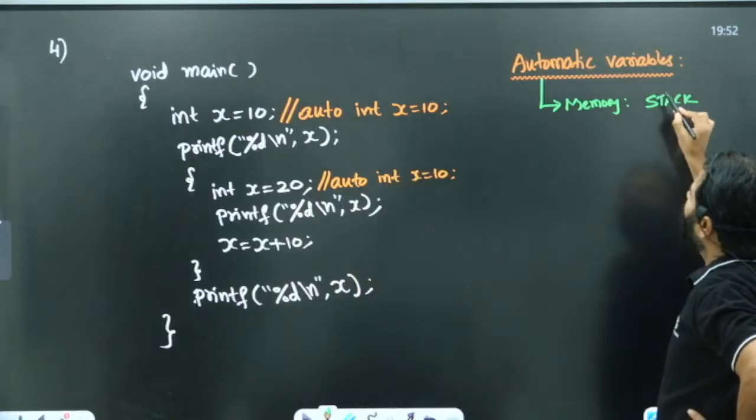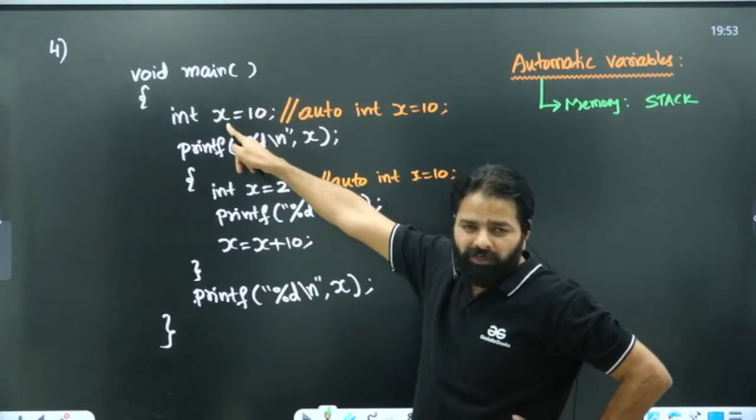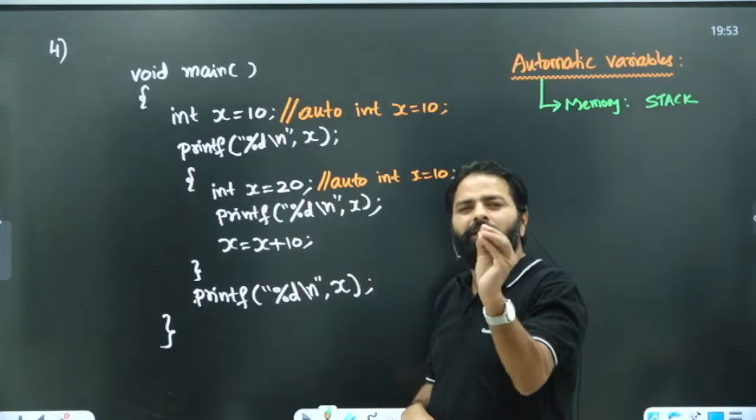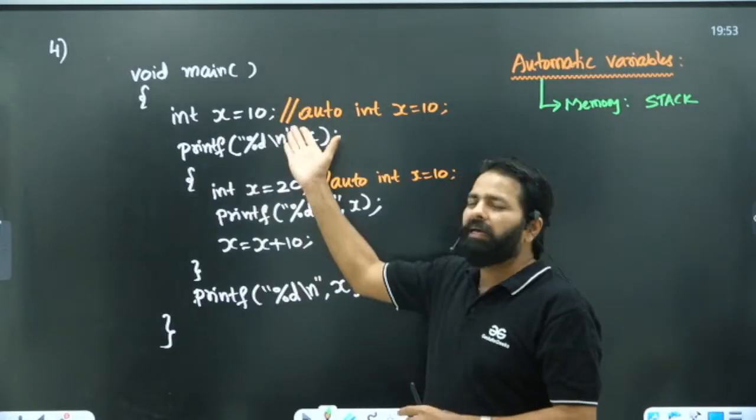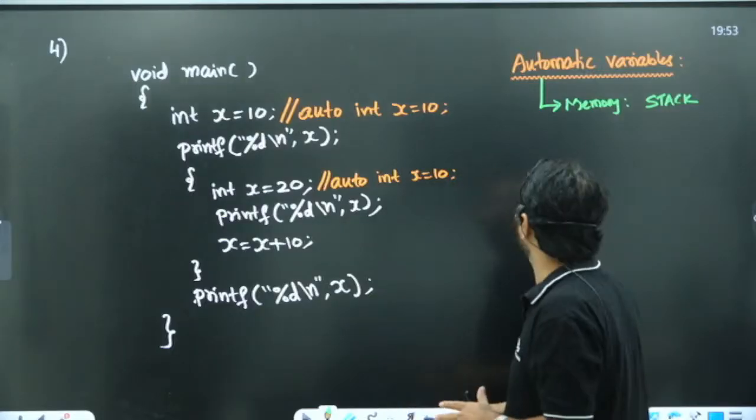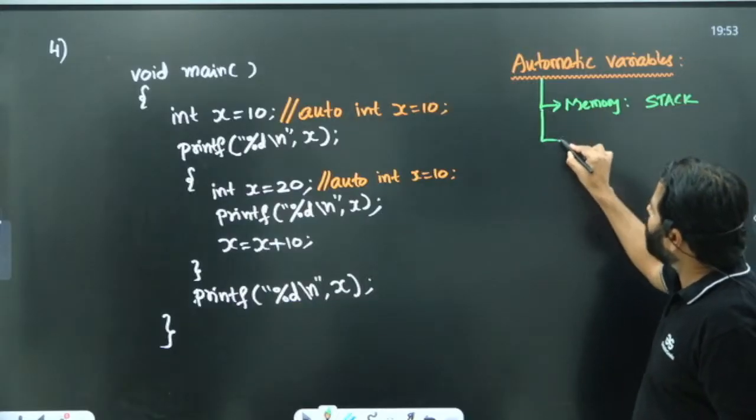Now, by default, if you don't assign a value, what will it be? Garbage value. So for all the automatic variables, without assigning a value, please never use them, because they have random, unknown values, garbage values. Correct?